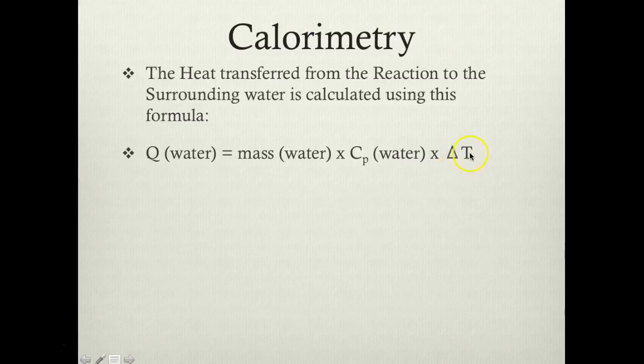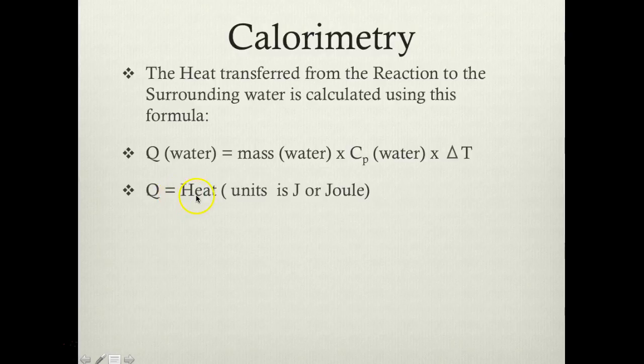And this triangle stands for change. It's called delta, the Greek symbol delta. So delta T, T is temperature. So the heat transferred to water is the mass of the water times its specific heat times the change in temperature of the water, and delta T is the final temperature minus the initial temperature. So that's how heat transferred to the water is calculated.